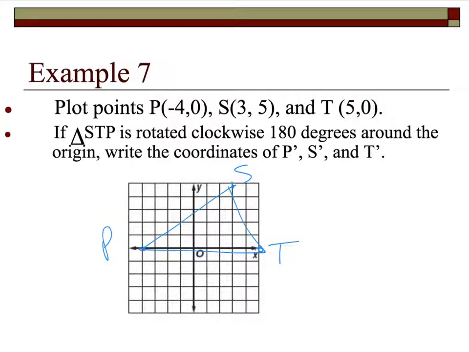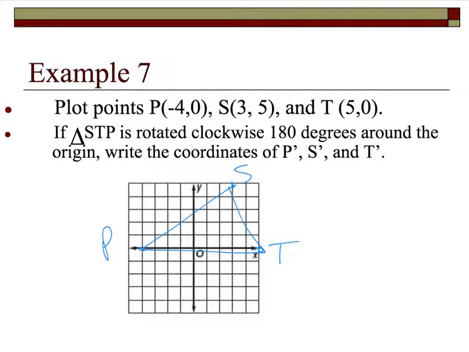Same triangle again, but this time it's rotated clockwise 180 degrees around the origin. Write the coordinates of P prime, S prime, and T prime. So there's a few ways of thinking about rotations. Let's start with S. If I'm going to rotate S 180 degrees clockwise, that means I'm rotating it over. It's going to end up in my third quadrant. This is my quadrant 3, okay? So S is going to rotate around and end up in quadrant 3. There's a couple ways of thinking about that.